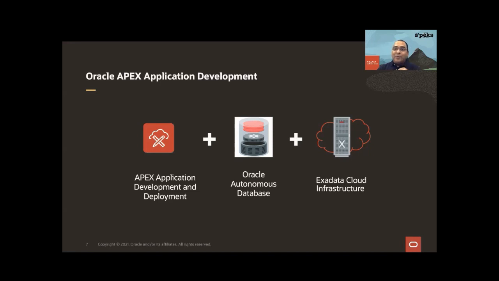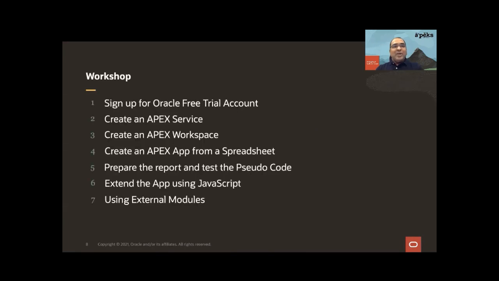So what exactly do you get with Apex Application Development Service, or Apex Service? It is the world's most popular low-code application development platform, Apex, on the world's best converged database, Oracle Autonomous Database, with Exadata on Oracle Cloud Infrastructure. And in today's workshop, we're going to use Oracle Apex Service for the hands-on lab. So let's get into the workshop now. The workshop includes all of the steps that are mentioned in the slide.